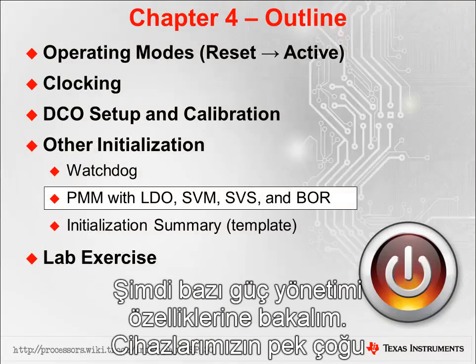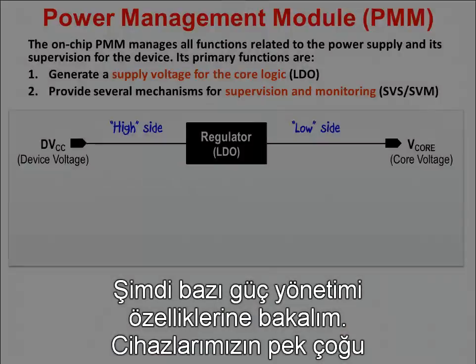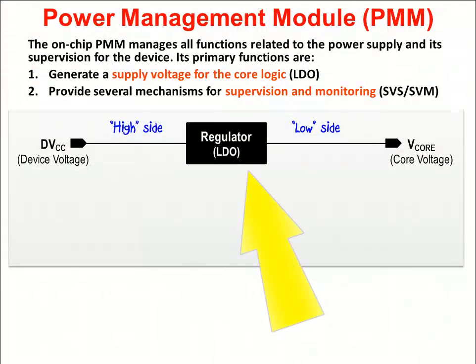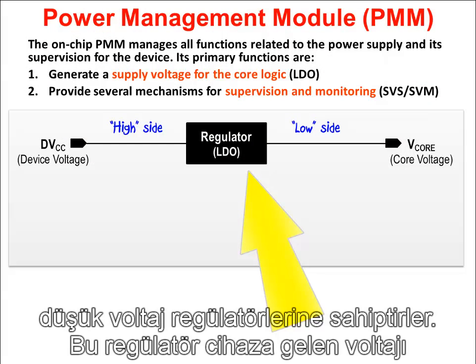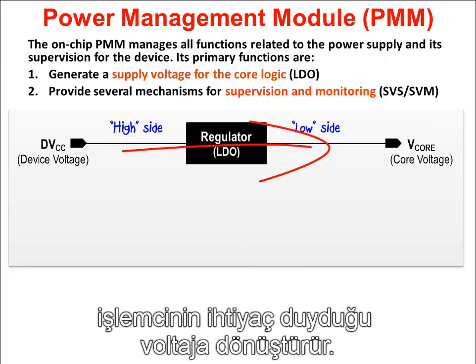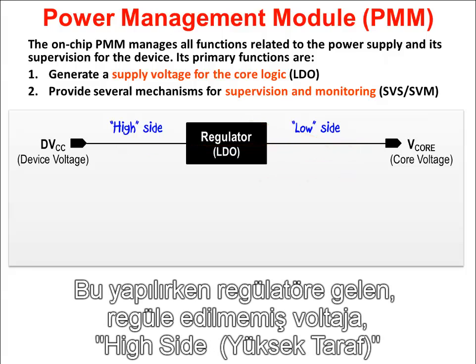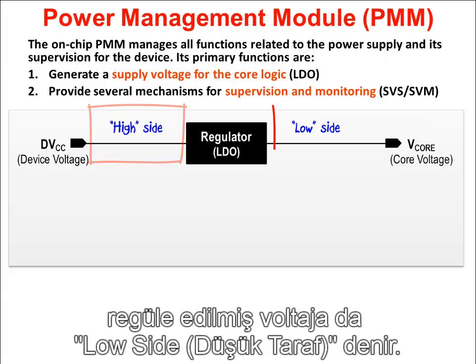Next, let's look at some of the power management features. Many of our devices have a low dropout voltage regulator. This allows us to convert voltage coming onto the device into the core voltage that's needed by the CPU. When this exists, the high side of the regulator is the unregulated voltage, and we call the regulated voltage the low side.